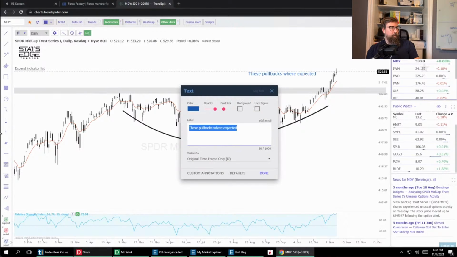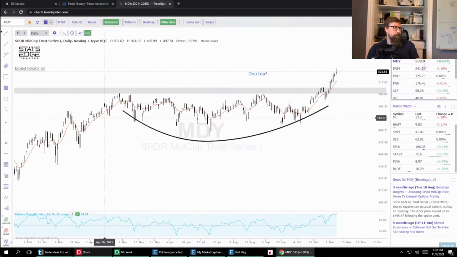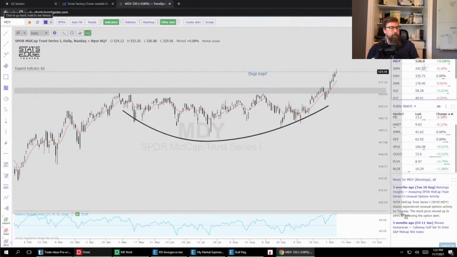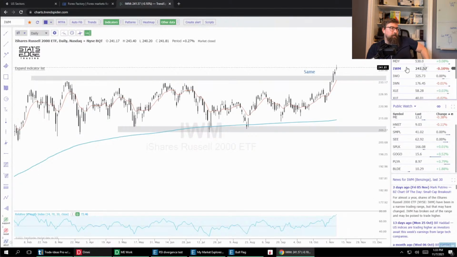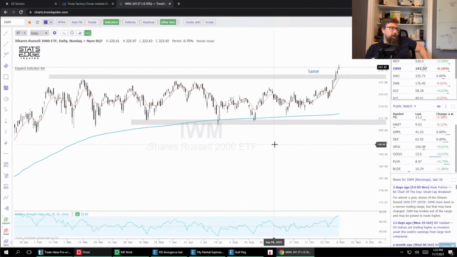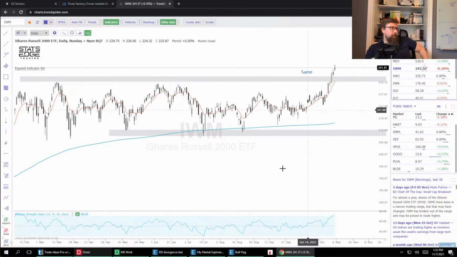And then I'm just going to point out this doji top. They're just called spinning top patterns, right? It's just a doji or, you know, a dreidel, that thing that spins. But again, just a possible short-term top incoming is what I'm saying. And then IWM's the same, but we finally got a breakout.